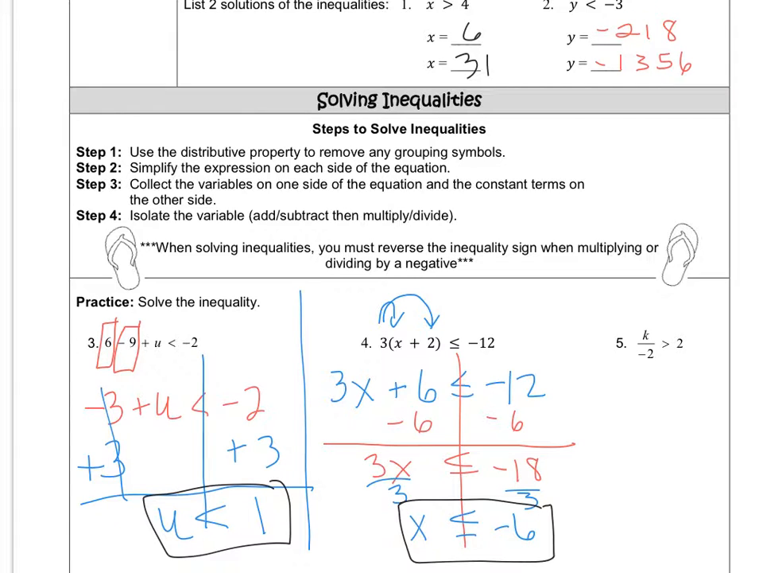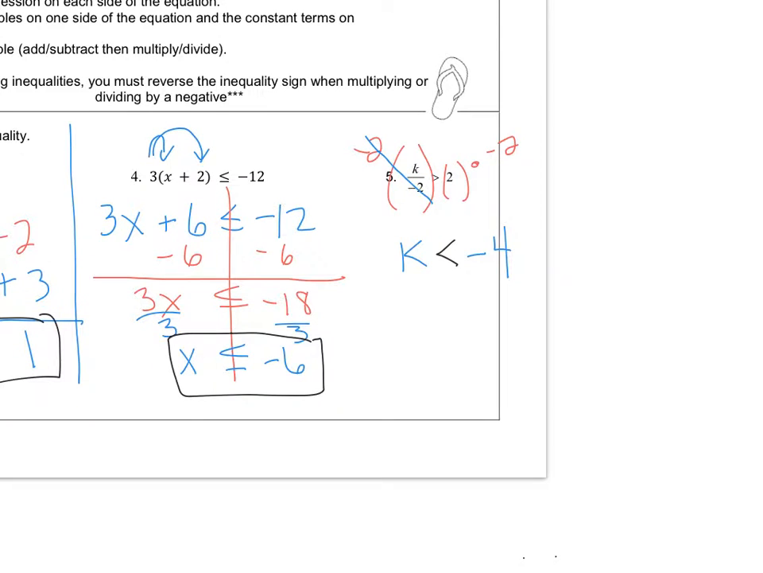Okay, on number 5, before you get going, I want you to start by clearing out the fraction. And when you clear out that fraction, you're going to be multiplying by that denominator, which is a negative number. So the flip-flop rule comes into play right at the beginning because you are multiplying by a negative number. So go ahead and give it a try, pause your video, and then come back and check your answer. Okay, so on number 5, just notice the effect of multiplying both sides by -2 flipped our inequality sign around to a less than sign.